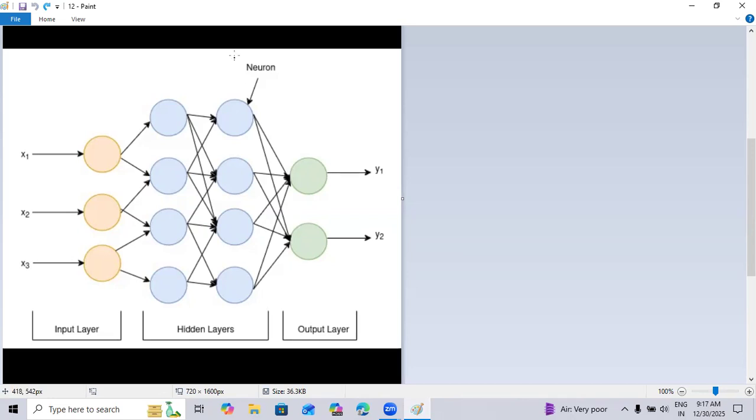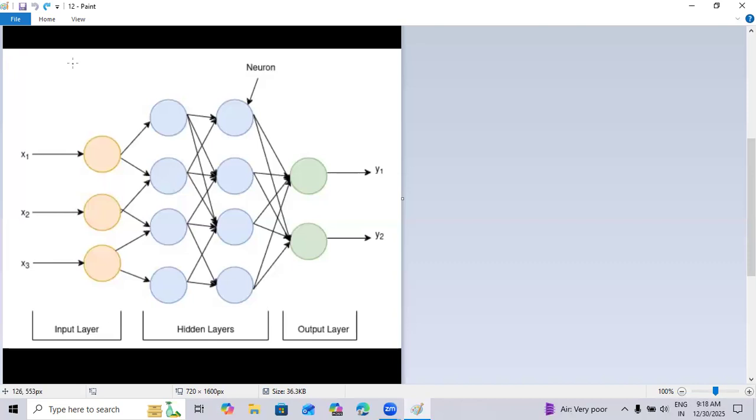If marks are less than 35, then they fail. But now think about problems like face recognition, speech recognition, or handwriting recognition. Can we write rules for the programs? No, exactly, we cannot write rules. So instead of giving rules, we give data and the computer learns the rules by itself. That learning model is called a neural network.